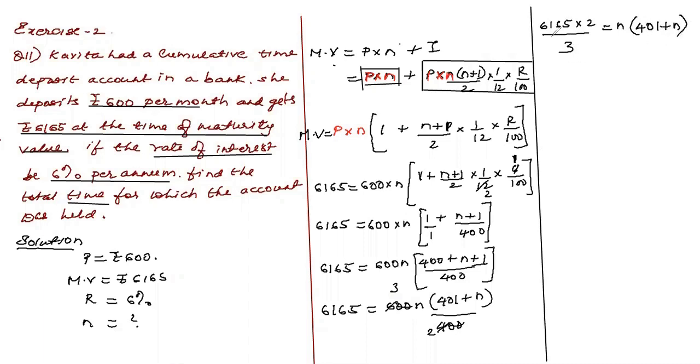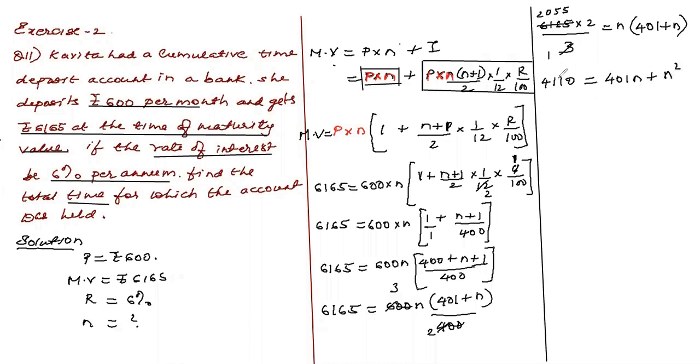Now here, distributive law. Here, any cancellation? When I multiply 6165 into 2, how much do I get? 4110, hmm, 12330 divided by 3 gives 4110. So 4110 is equal to, open the bracket, children: n gets multiplied. n into 401 is 401n, plus n into n is n square.